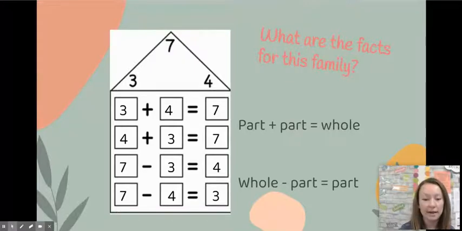And for subtracting, we have 7 minus 3 equals 4. We start with our whole, take away a part, and we're left with a part. And the last one, 7 minus 4 equals 3. So again, whole minus part equals a part.